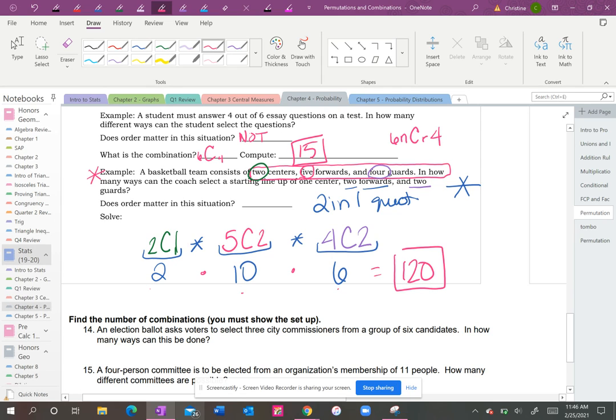There is a question also like that on the Go Formative for like picking males and females in a class. So just refer back to this question for that, okay?